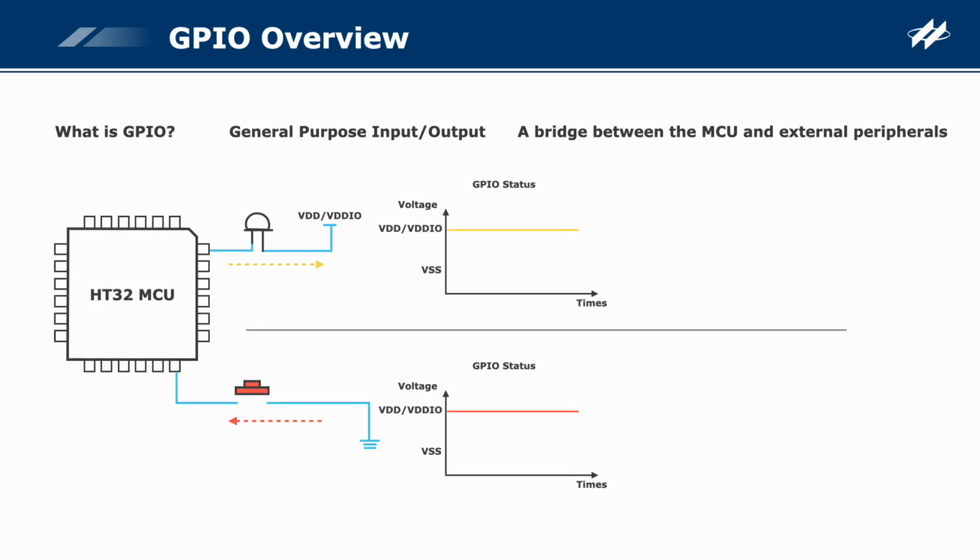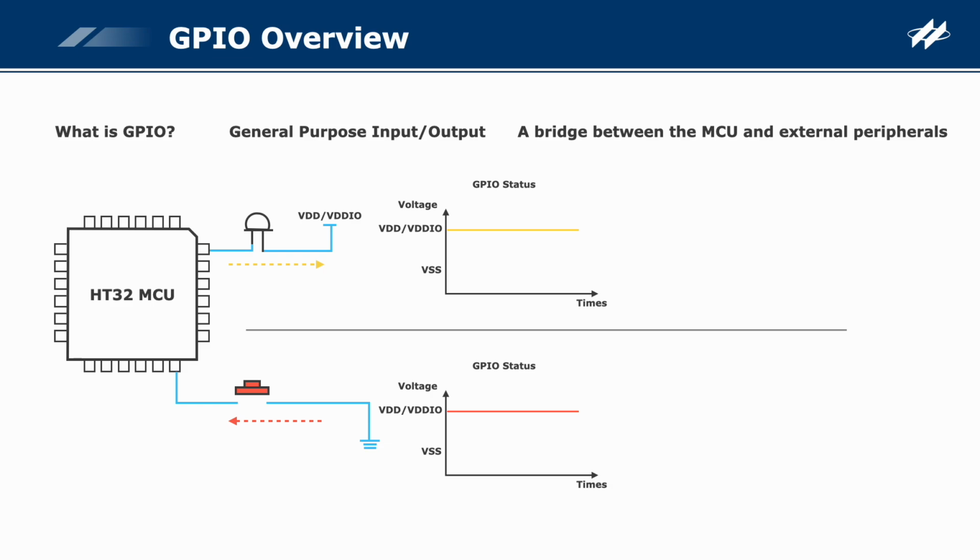In the GPIO status figure, the vertical axis is voltage and the horizontal axis is time. The figure is a simple GPIO example. The button function is an input function. It is used to read the external level change of the GPIO. The LED function is an output function. It is used to output the GPIO state to control the LED.